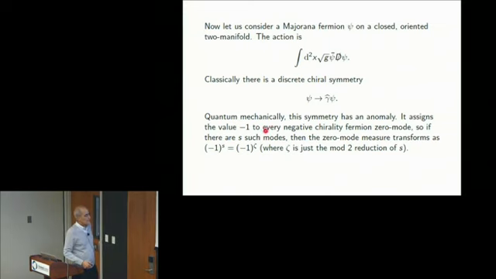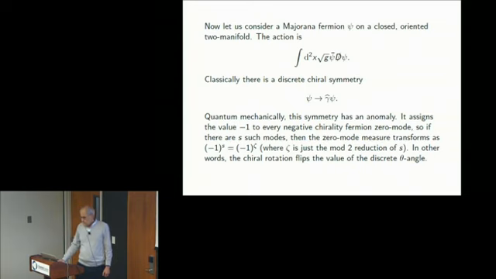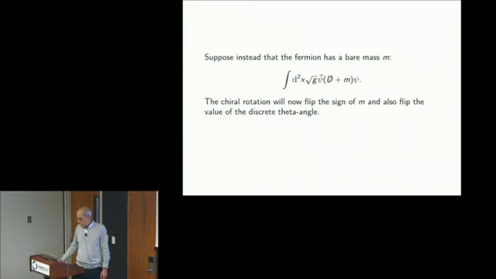So if there are S negative chirality modes, the zero modes measure transforms as (-1)^S, which is the same as (-1)^ζ, where ζ is the mod 2 reduction of S. In other words, the chiral rotation flips the value of the discrete theta angle. Now, suppose the fermion has a bare mass M. Then the chiral rotation isn't a classical symmetry. It flips the sign of M, but it's still going to flip the sign of the discrete theta angle. Since the discrete theta angle was discrete, its being flipped or not flipped can't depend on M.